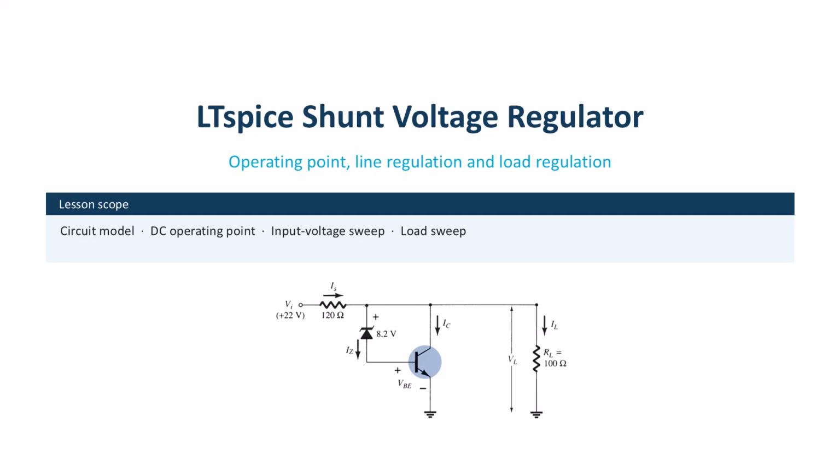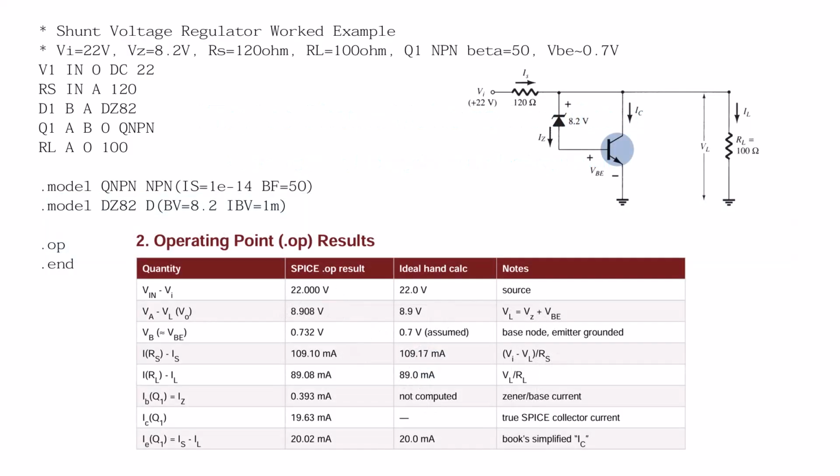Regulation is therefore possible only while the source provides enough current and the transistor still has spare current to shunt. At the design point, the Zener voltage and the base emitter voltage set the regulated output close to 8.9 volts. The series resistor current is the input to output voltage difference divided by 120 ohms, giving about 109 milliamperes.